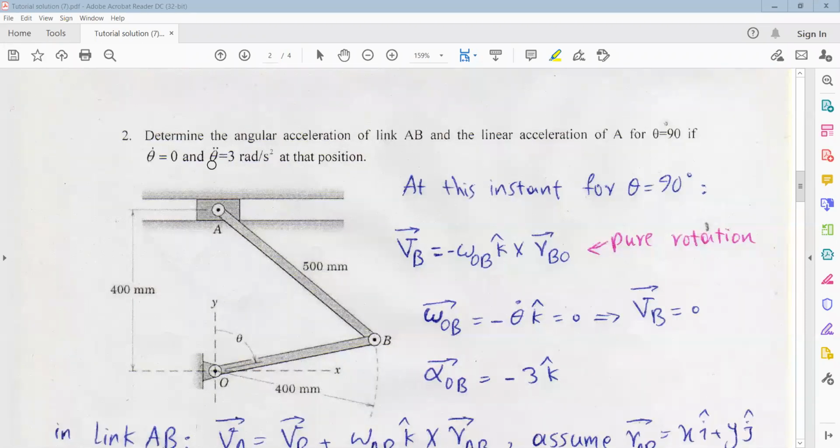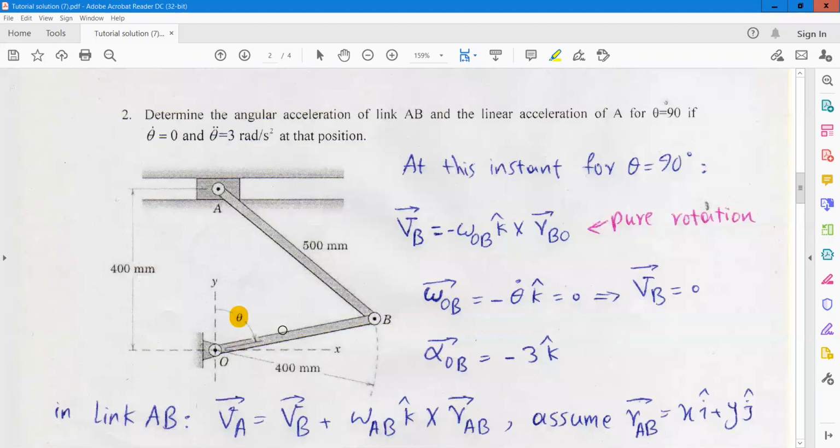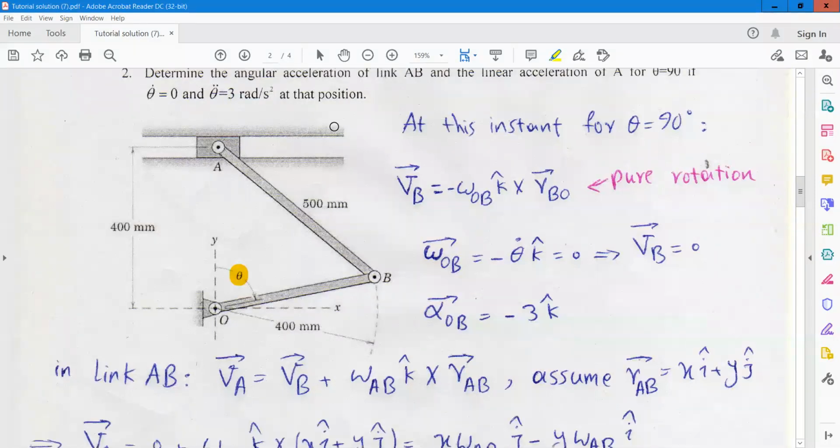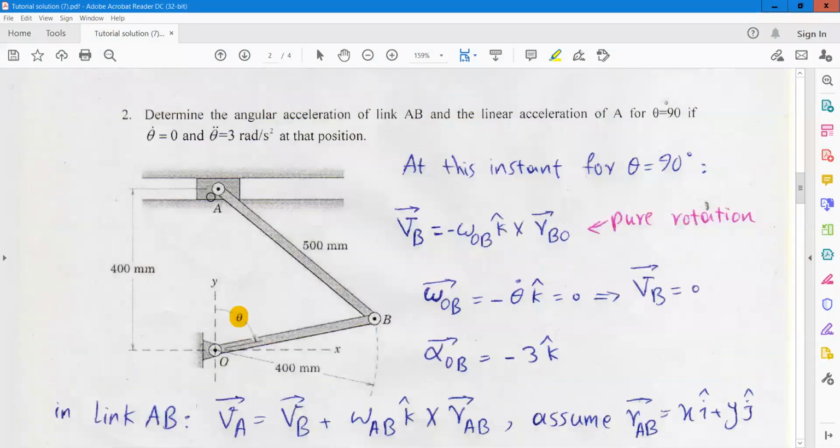so the second problem here, we want to determine the angular acceleration of link AB and the linear acceleration of A for theta equal to 90°. When this angle, this is theta, is equal to 90°, theta dot is equal to 0, and theta double dot, which is the angular acceleration, is 3 radian per second square at that position. So in this condition, we want to obtain the acceleration of point A, this point, and also the angular acceleration of link AB. This is the link AB.